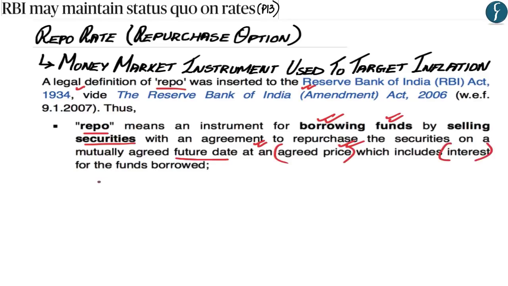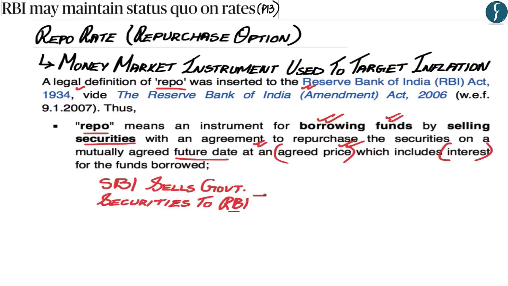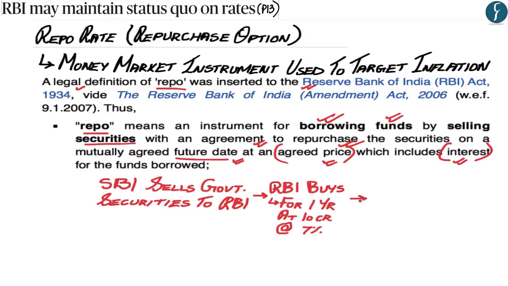So let's say the State Bank of India has some government securities and it wants to sell these government securities to the Reserve Bank of India. Now let's say the Reserve Bank of India buys these government securities from the State Bank of India for a period of 1 year at a price of 10 crores and at an interest rate of 7%. Now after this, the State Bank of India would have to buy back these government securities from the Reserve Bank of India after the period of 1 year.